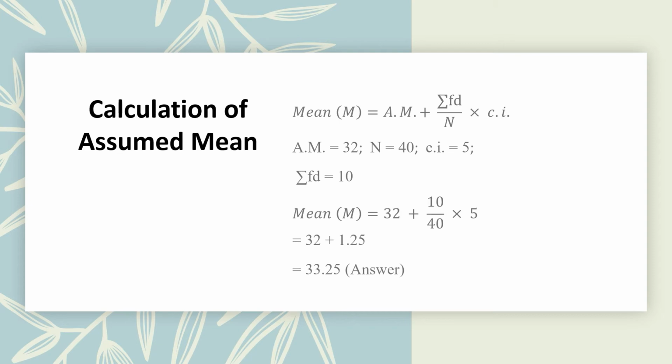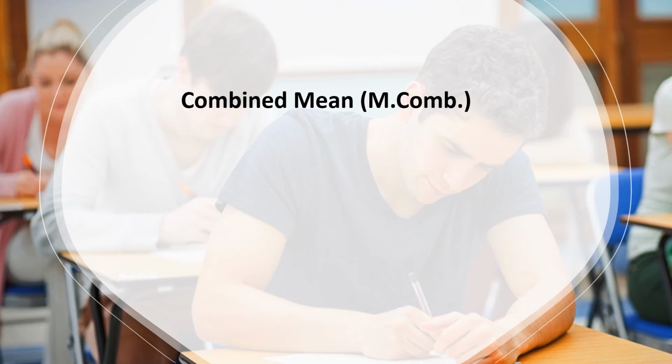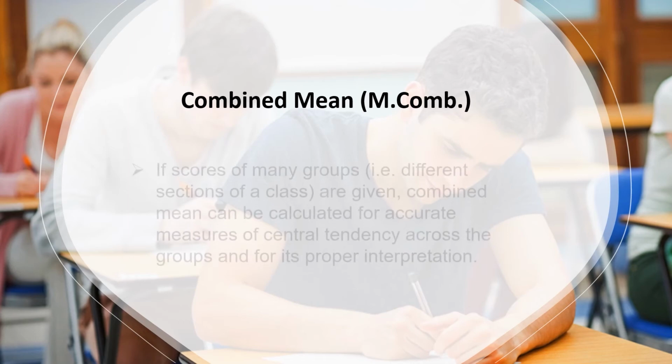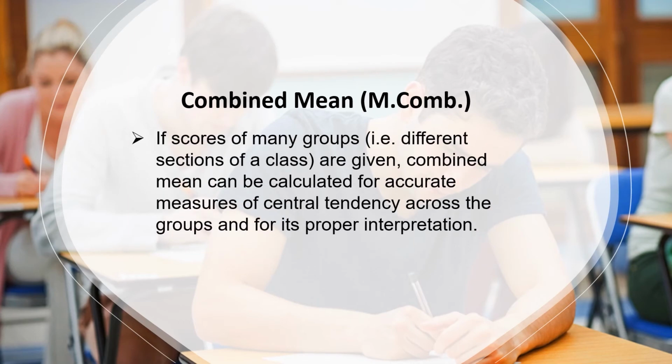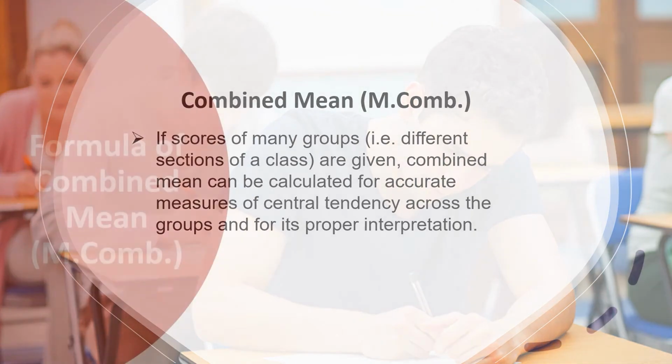So, friends, in this case we calculate the mean by using the assumed mean method, which is also called the short method. Further, another concept is the combined mean. Many a time, if scores of many groups, that is different sections of a class, are given, the combined mean can be calculated for accurate measures of central tendency across the groups and for its proper interpretation. Let us try to understand with one example.